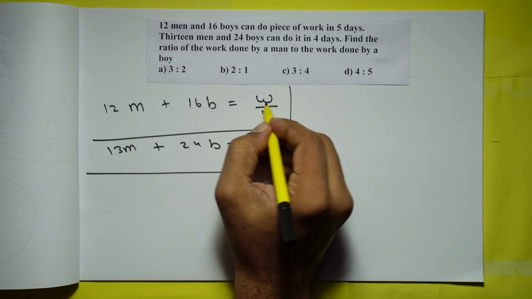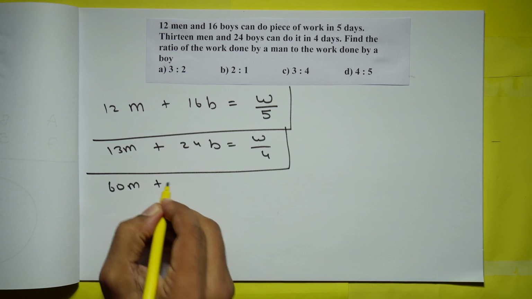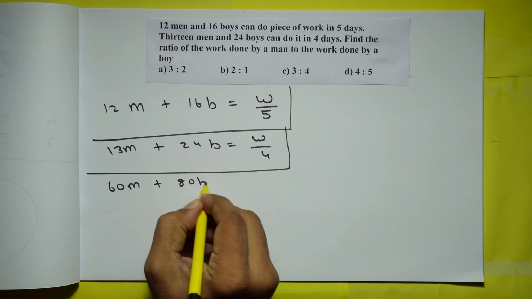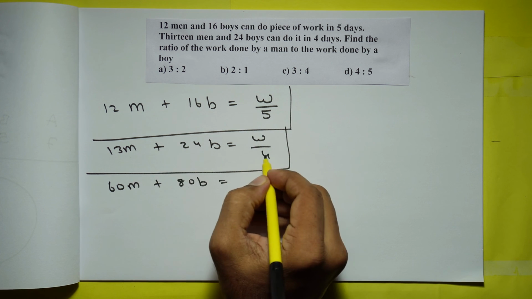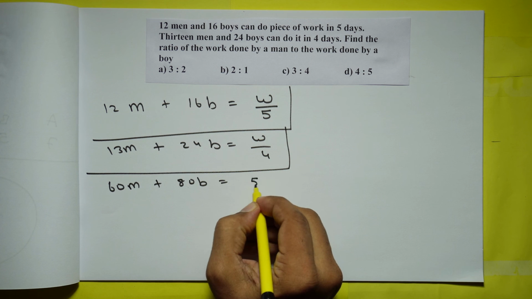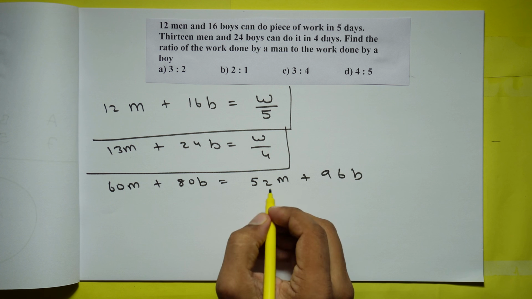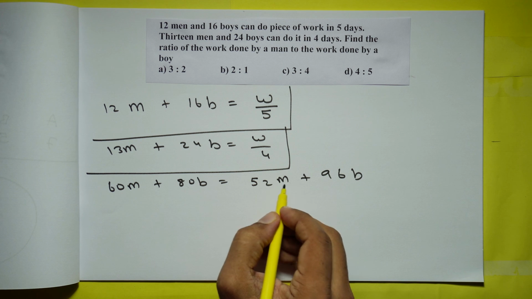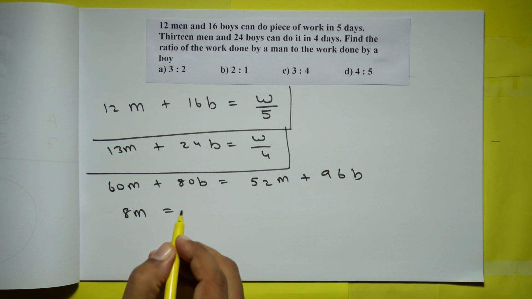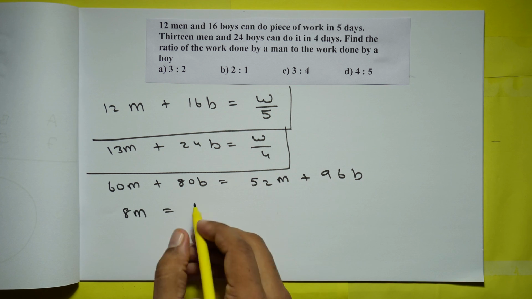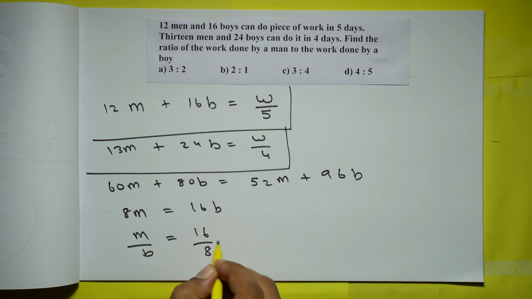Now from this we will get W is equal to 5 times this. So 5 into 12 is 60M plus 16 into 5 gives you 80B, that is equal to W. And here W is equal to 4 times this. So 13 into 4 is 52M, plus 24 into 4, 96B. From this we can find the relationship between the work done by man and boy. So 52M, bring it to this side, so you have remaining 8M. 80B to the other side, so 96 minus 80 is 16B. So M is to B is in the ratio 16 is to 8, that is same as 2 is to 1.